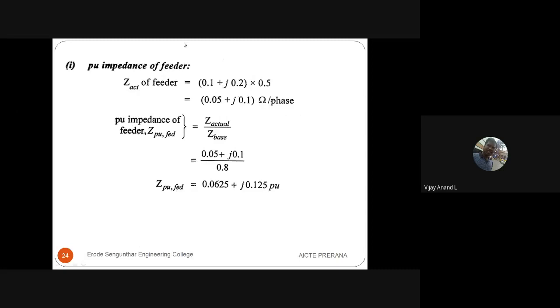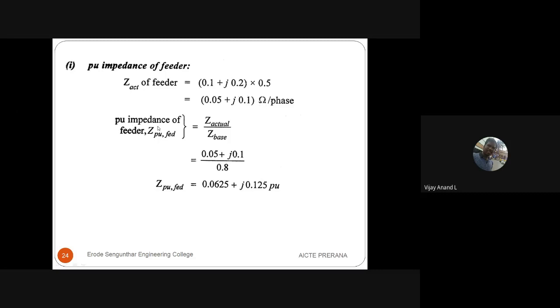First, the per unit impedance of the feeder. The actual value of the feeder is given in the problem: 0.1 plus j0.2 into 0.5, where 0.5 is the length in kilometers. We have to multiply with that kilometer also. So finally we get the actual value equal to 0.05 plus j0.1 ohm per phase.